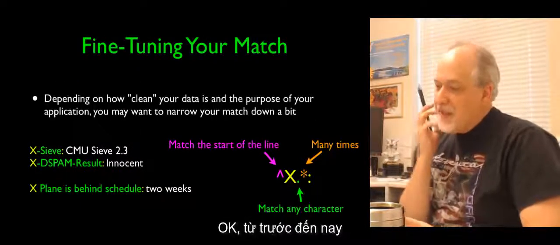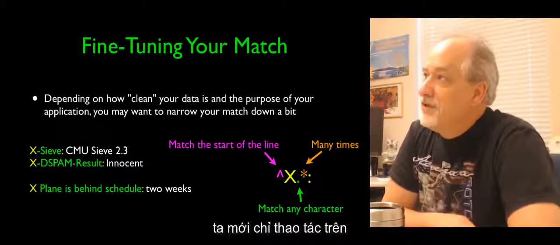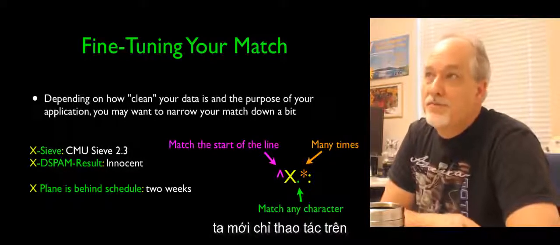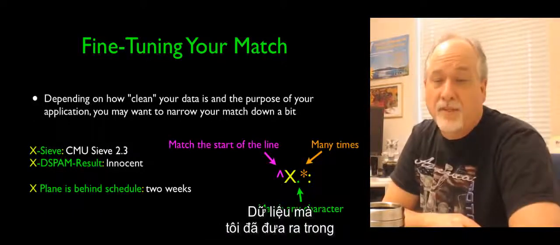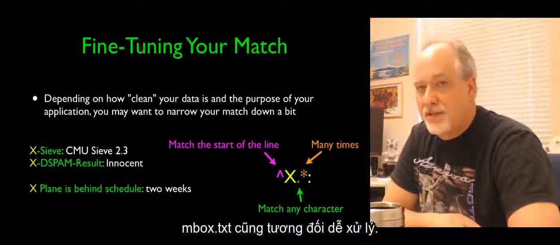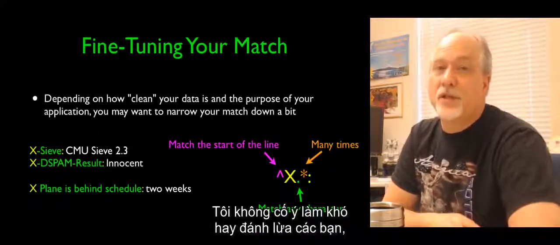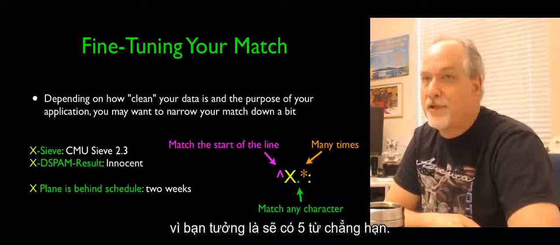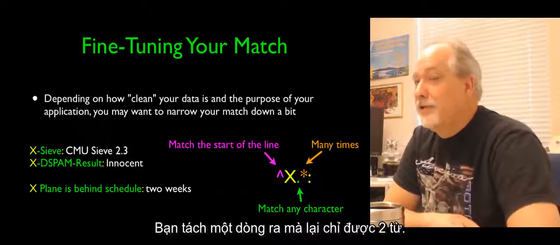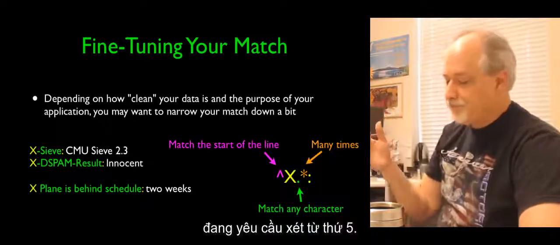Okay, so let's say, for example, part of the stuff we've done so far has to assume that the data is some level of being clean. And so the data that I've been giving you, mbox.txt, is not inconsistent, right? It doesn't have too much weirdness in it. I'm not trying to trick you and mislead you. Although we've had situations where you get a traceback because you think there's going to be five words. You grab a line, you break it, and there's only two words, and then you get a traceback because you're looking at the fifth word or something like that.